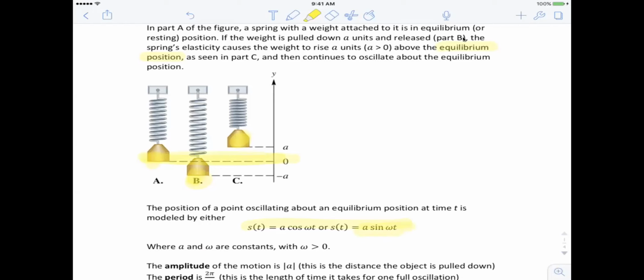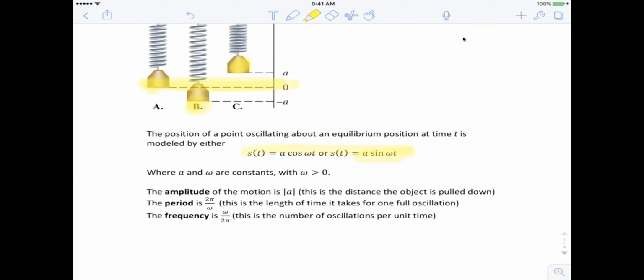Okay. And then we have three key terms we'll be using in this section, two of which we've already seen. Amplitude is the same. That's going to be the distance the object is pulled down in this case. The period is 2 pi over omega. We're using omega instead of b here. Fits better with the examples, but it's the same formula.